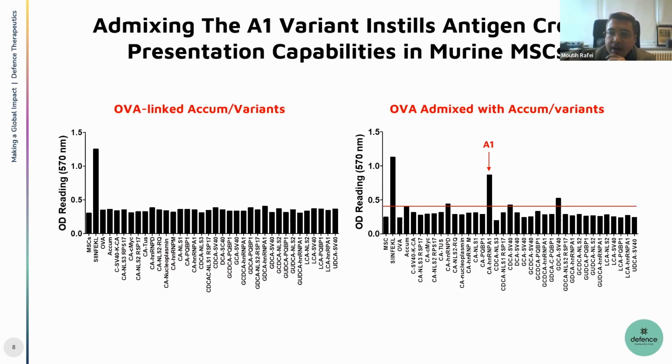the OVA protein, we had one hit we called A1, and that hit was actually able to stimulate T cell activation. So this is a very interesting approach that we thought could be very simple to translate into clinical trials, because then you can just expand your MSCs, add your antigen of interest mixed with A1, and there you go, you've got an antigen presenting cell.